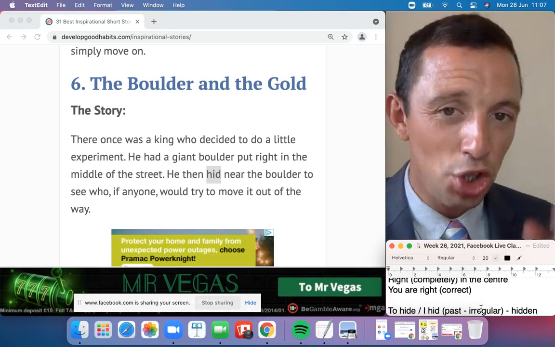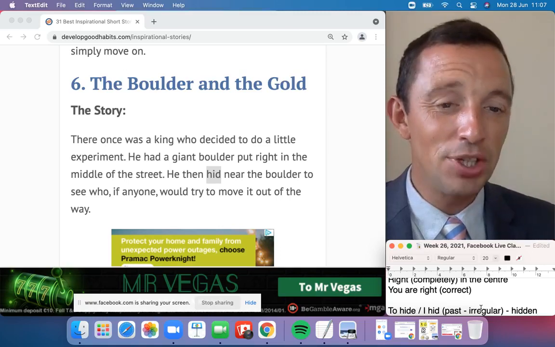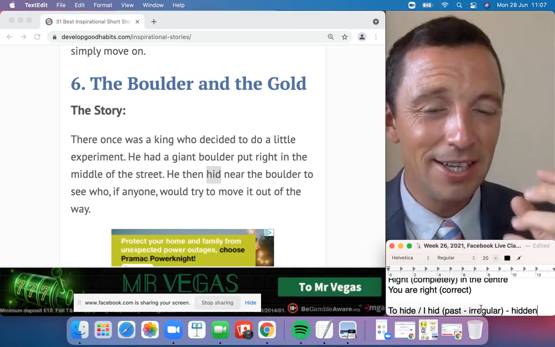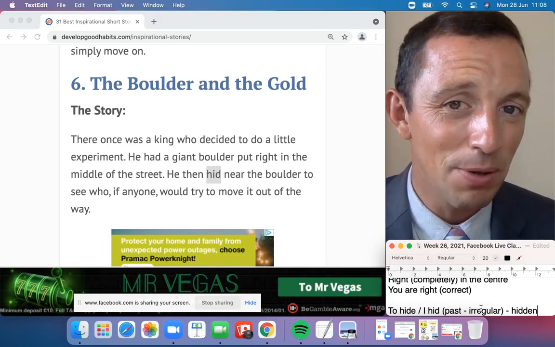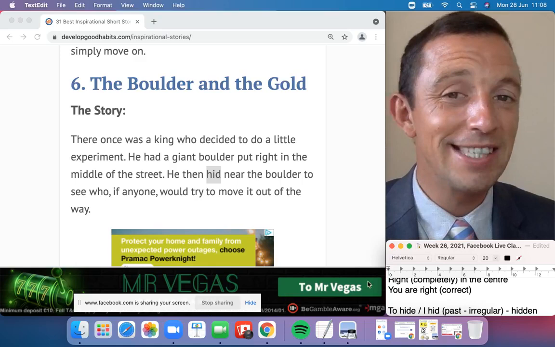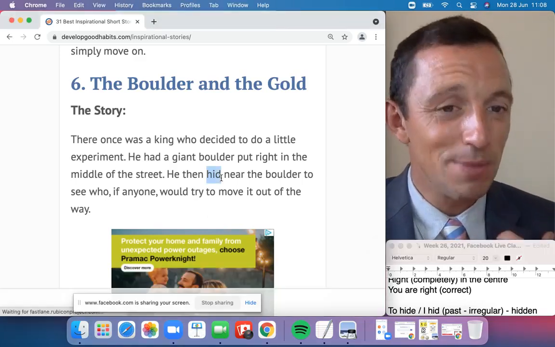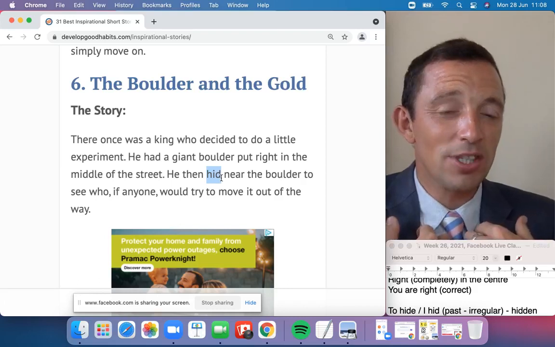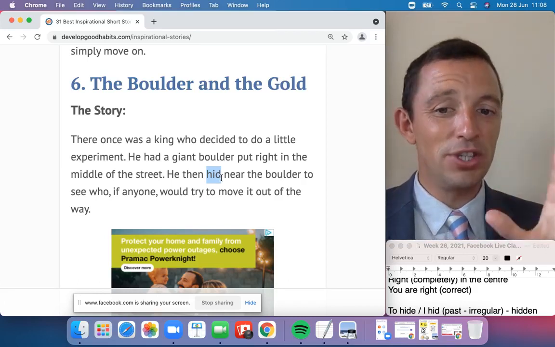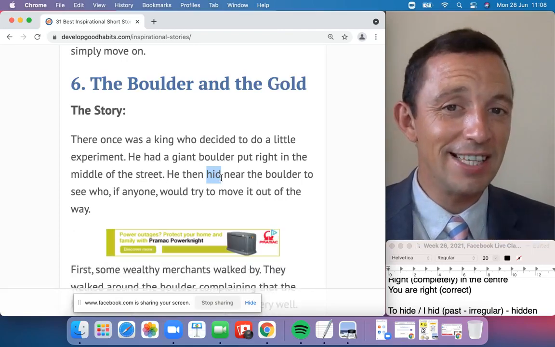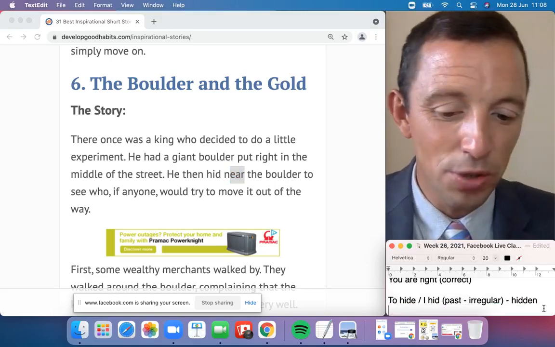And hidden is an adjective as well. For example, the shop is hidden behind the beach. The cafe is hidden down the street. So it's a very important adjective, but also the participle of the verb. And here it's the past simple. He then hid, and in this situation it's himself. You can hide yourself, or I can hide the pen, I can hide the book, but in this situation he's physically hiding himself.